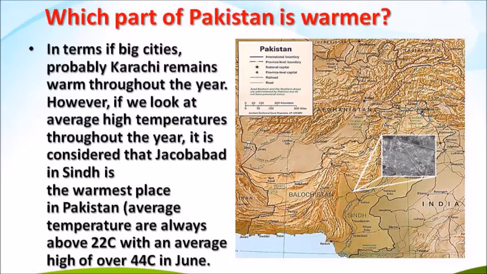Okay students, do you know which part of Pakistan is warmer? In terms of big cities, probably Karachi remains warm throughout the year. However, if we look at the average high temperatures throughout the year, Jacobabad in Sindh is considered the warmest place in Pakistan. Its average temperatures are always above 22 Celsius, with an average high of over 44 Celsius in June.